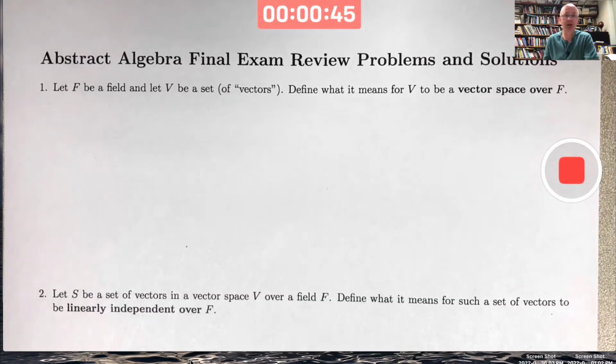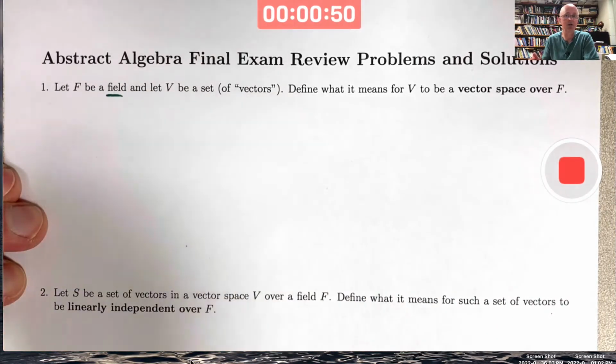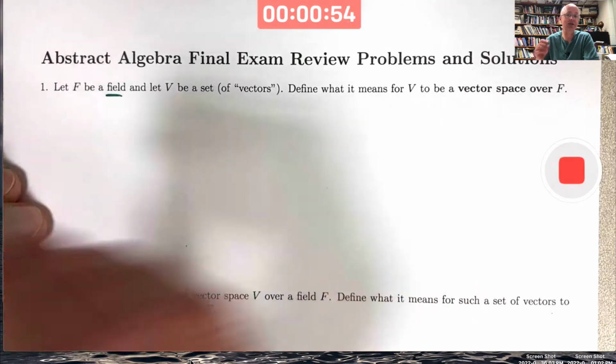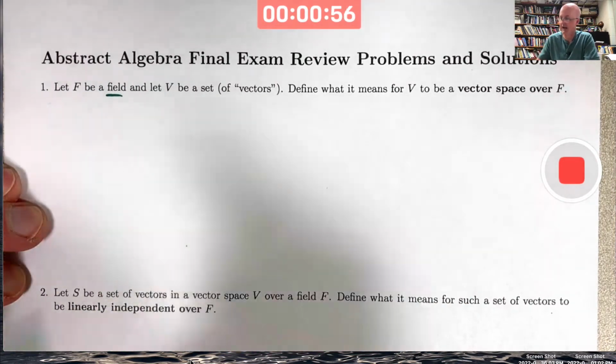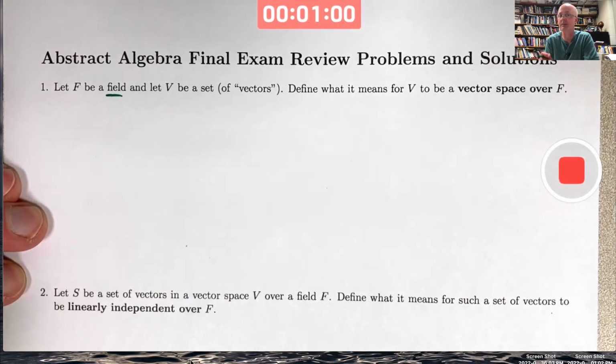Start with the definition of a vector space. Let F be a field. I'm assuming you know what a field is. Let V be a set that is going to be the vector space, and I will call the elements of V vectors, though you should realize this is not going to be a vector space in the sense that you learn about in physics and linear algebra.